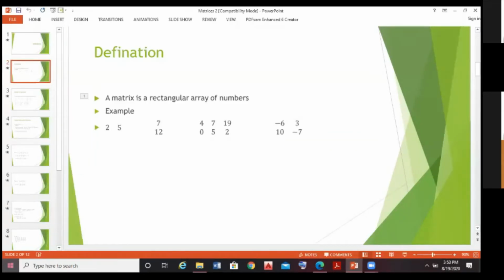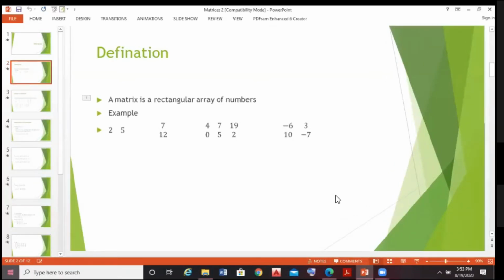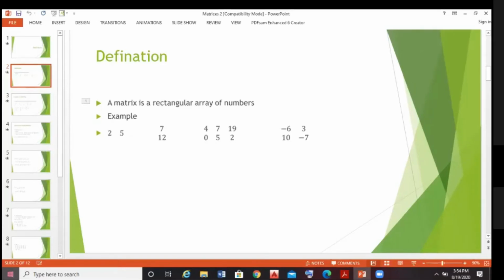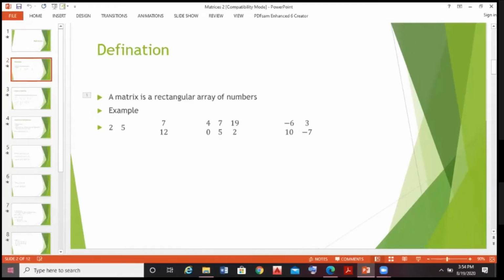Our first screen states that a matrix is a rectangular array of numbers. If you look at the examples that we have there, you'll see 2, 5, 7, 12, 4, 7, 19, 0, 5, 2, negative 6, 3, 10, and negative 7. All of these formations that you have there, you should be able to draw a rectangle around. You have the information for the definition of a matrix? Yes, sir. Good.